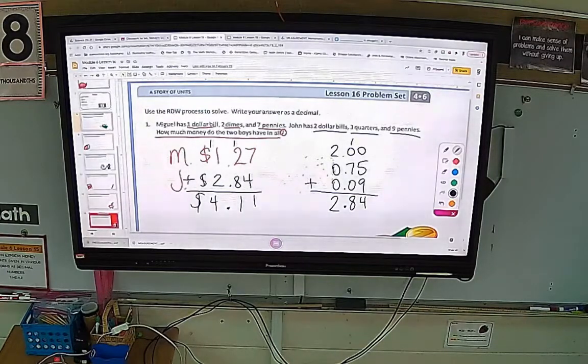Now you would need that dollar sign because we have to label our answers when it comes to word problems. Because are we saying that they have 4.11 potatoes, 4.11 cars, 4.11, you know, what are we talking about here? We're talking about money.